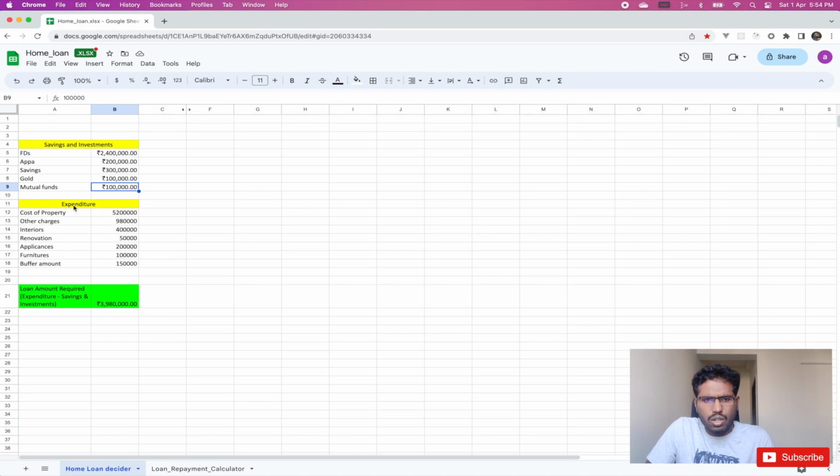And also, I put in all my expenditures: the cost of the property, the charges, the registration charges, the interior cost, renovation, the appliance cost, furniture, and the buffer amount. And if I put in all these and I subtract my savings from my expenditure, this is the exact loan amount which I need, right? So this you can round off to 40 lakhs. But rounding it off to 45 lakhs or 35 lakhs is not required, right? So now we know the exact loan amount.